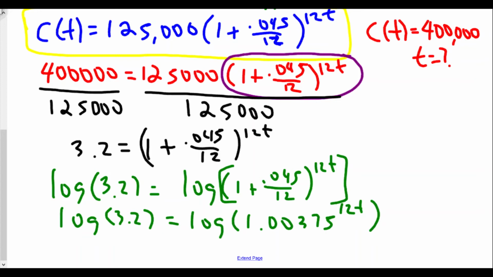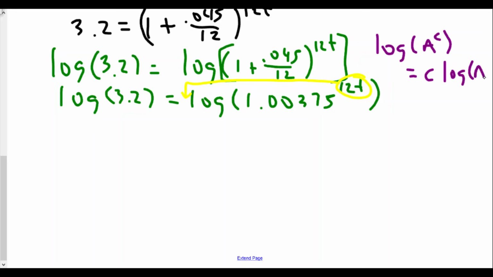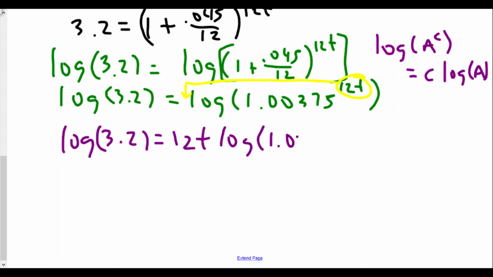And so now, one of the great things about logs is that when our variable is in the exponent, it only works when we have logs. We're going to take this exponent of 12t and move it to the front using what's called the power rule. The power rule of logs means the following: if I have log of a to the c power, this is equal to c times log of a. So the exponent can be taken out and moved to multiply the log. So now we get log of 3.2 equals 12t times the log of 1.00375.